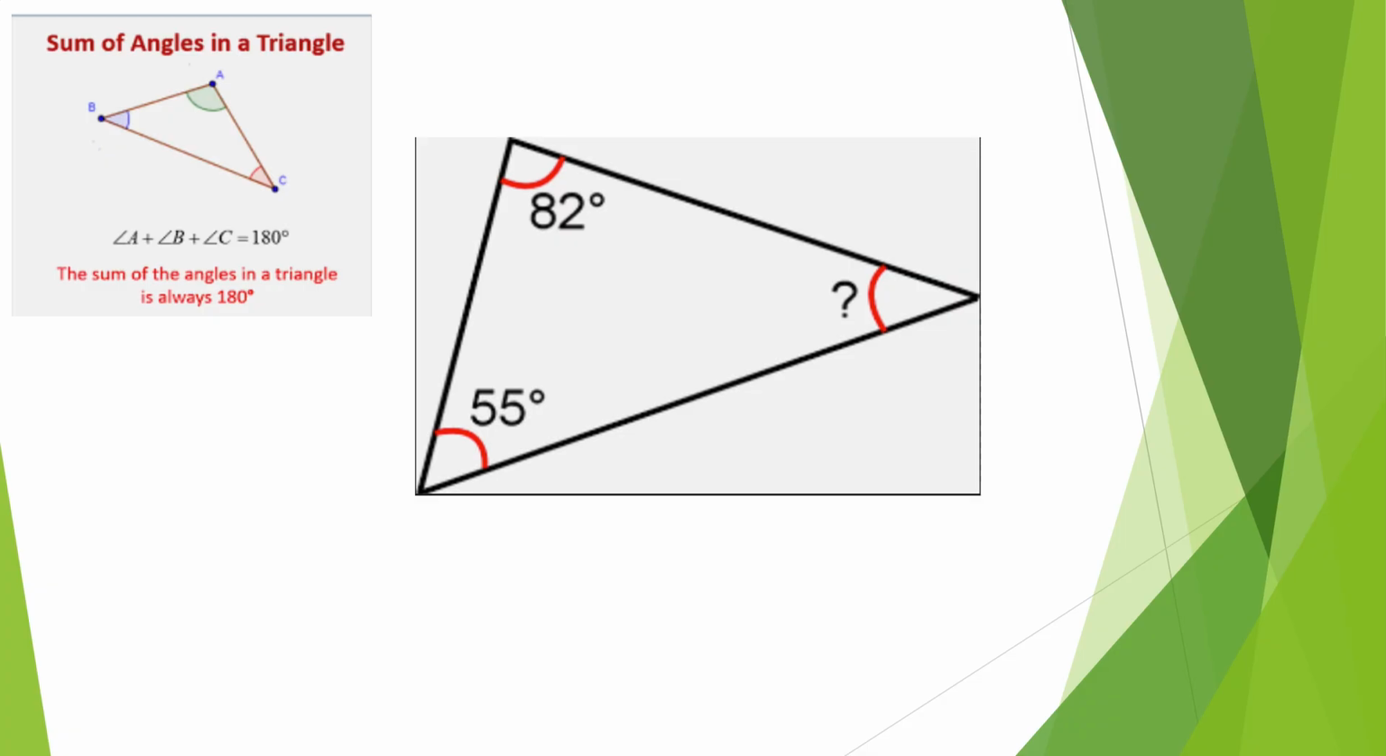All right. So the first thing you want to know about a triangle is that the sum of the angles in a triangle, the three angles of a triangle, always add up to 180 degrees. That's what it says right here. So find the missing angle. Go ahead.